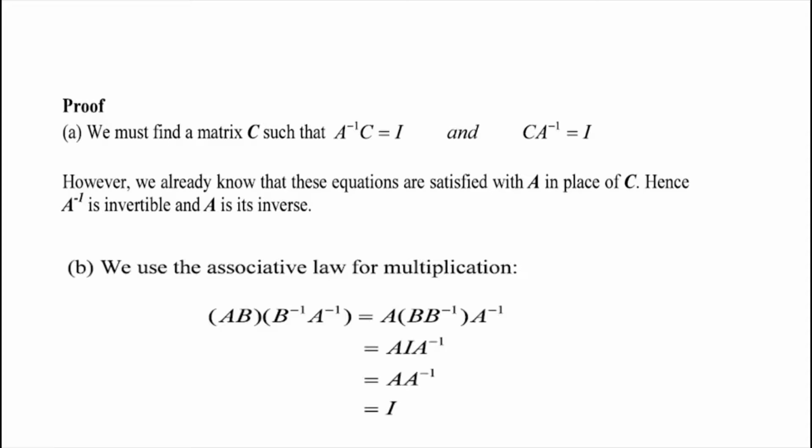We combine B and B inverse in the middle, which is equal to identity because B and its inverse are multiplied. So therefore A identity A inverse is equal to A into A inverse, and at the end we conclude that this product is again equal to identity. So it is the proof of the second part.